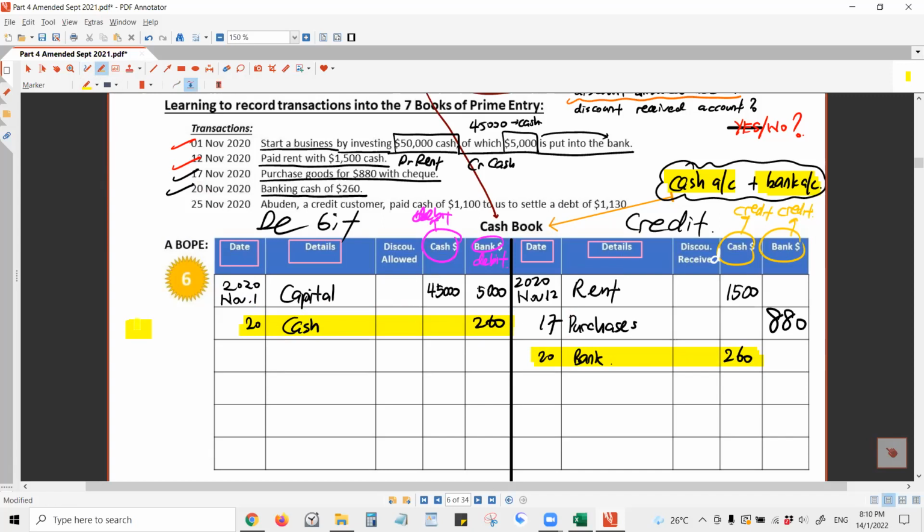This term is not very important in real life. It's only important for exam purposes. So you write the area in yellow, they refer to contra entries. Credit cash, debit bank, or the other way around. Debit bank, credit cash, debit cash, credit bank. All these are contra entries.